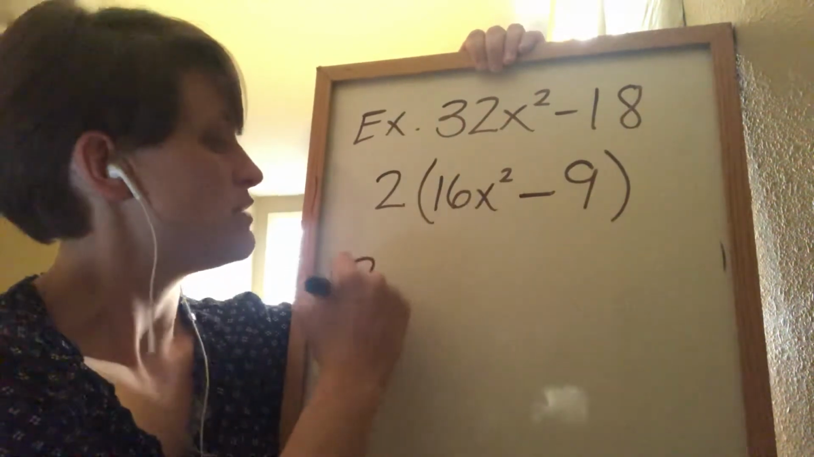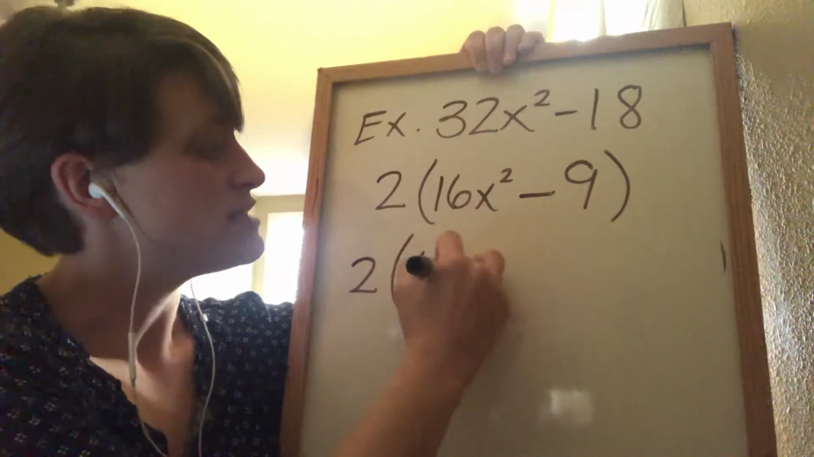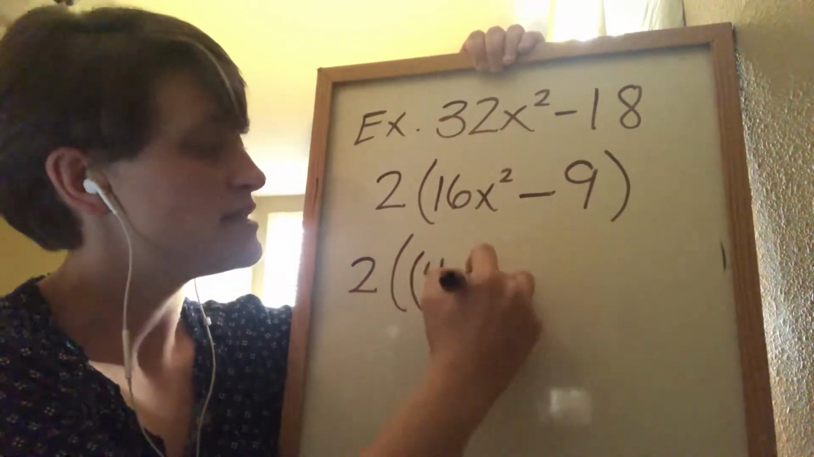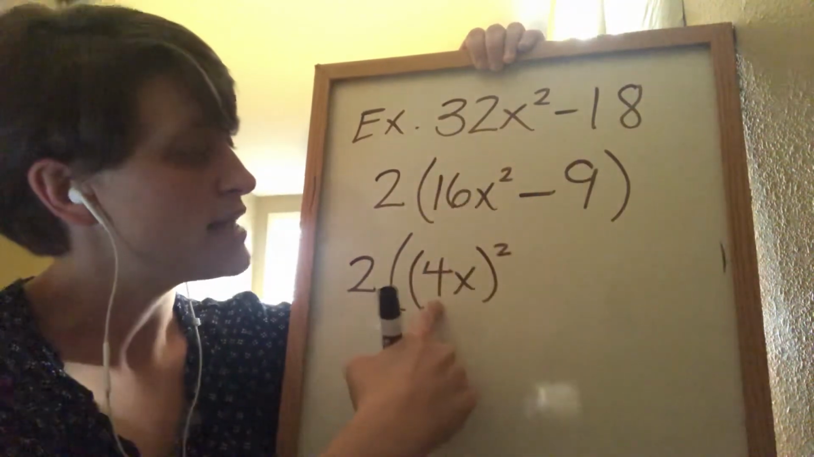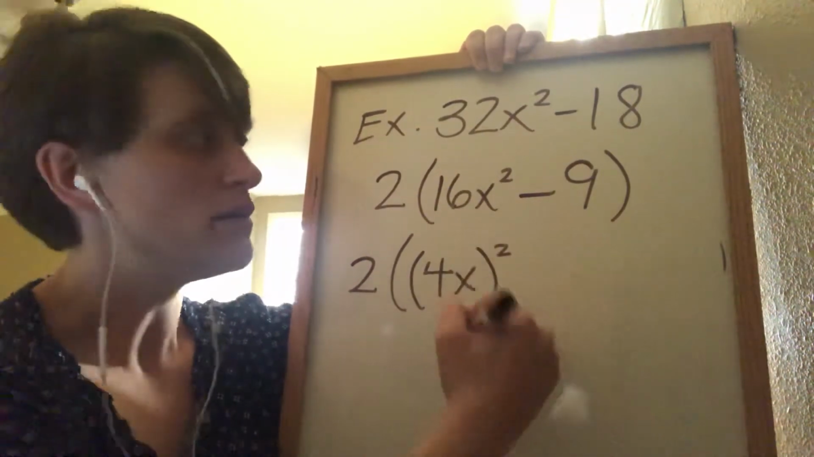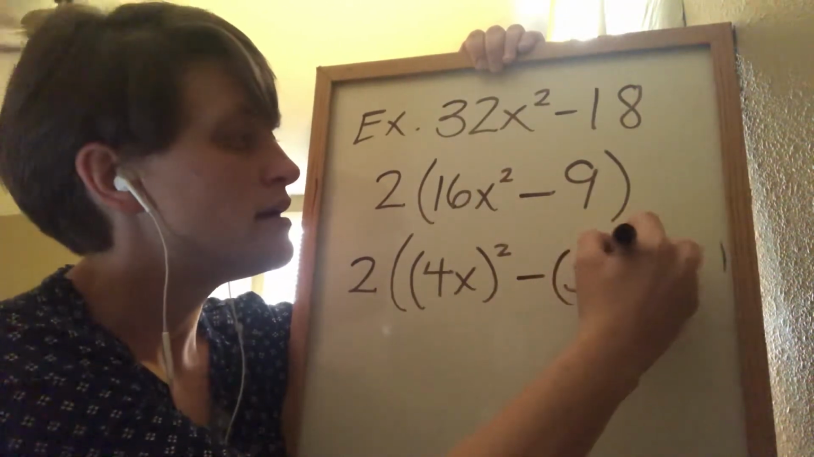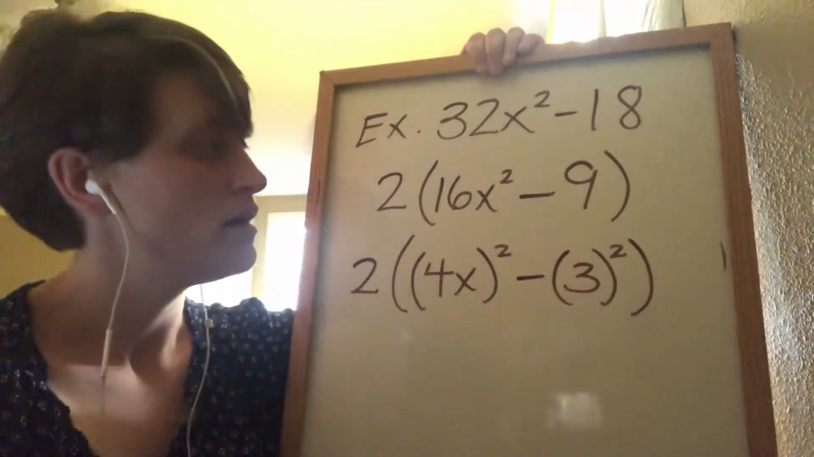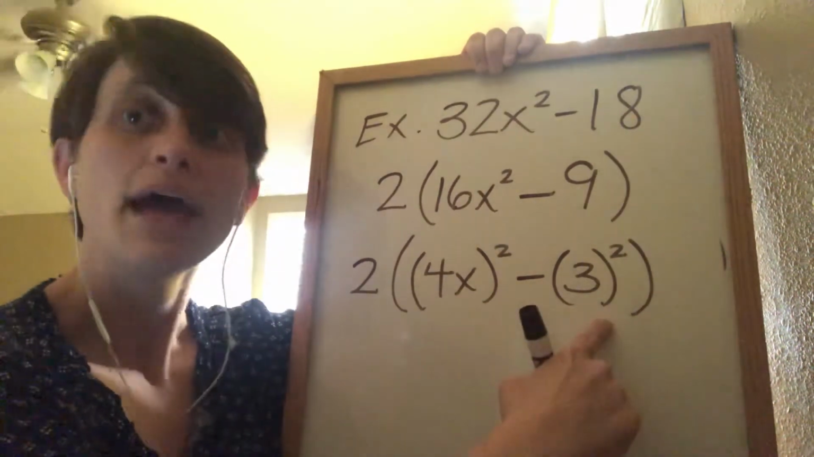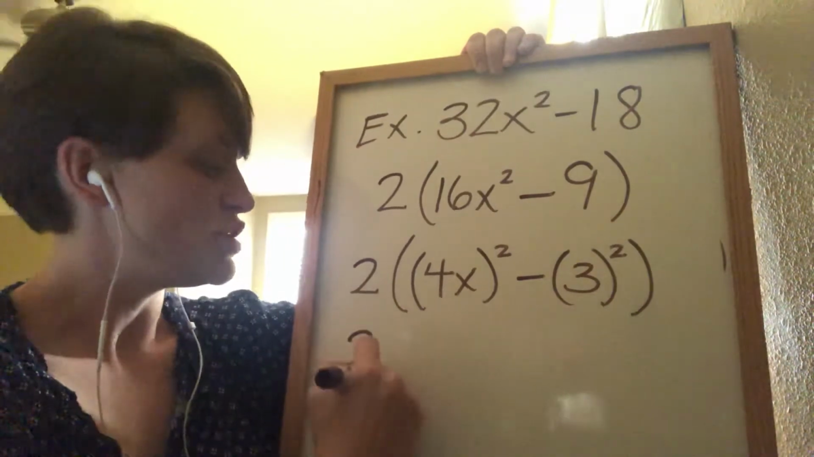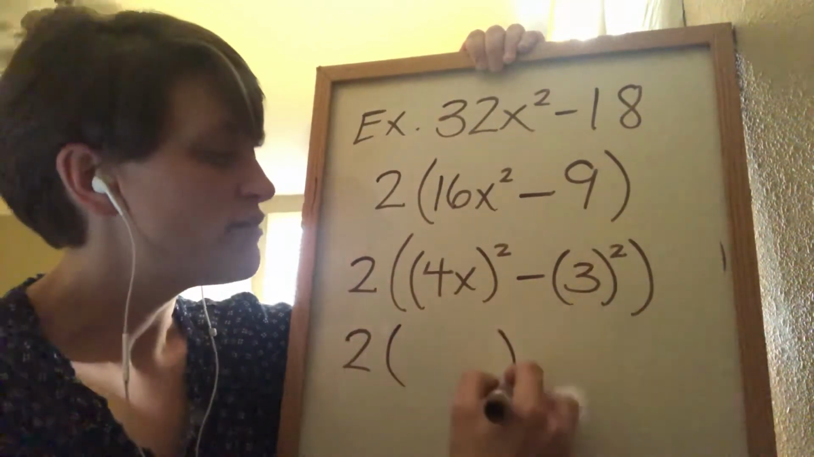So let's go ahead and write that as something squared. So 16 is the same as 4 squared, and x squared is the same as just x being squared. So we can rewrite 16x squared as 4x being squared, and we can write 9 as 3 being squared. And now we have a difference of 2 squares, and we know how to factor that. So this 2 just kind of stays, because we factored it out at the beginning, and we know what our factors look like.